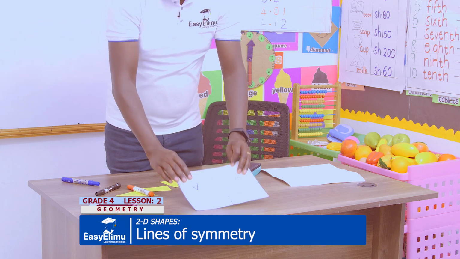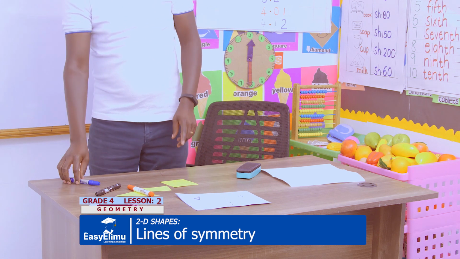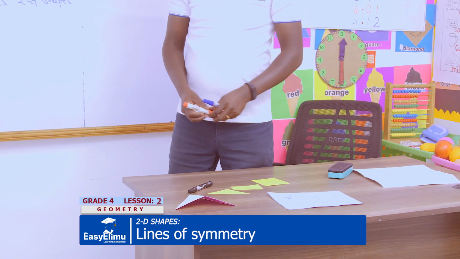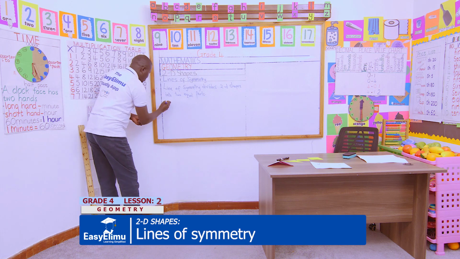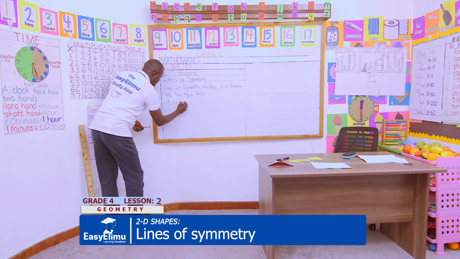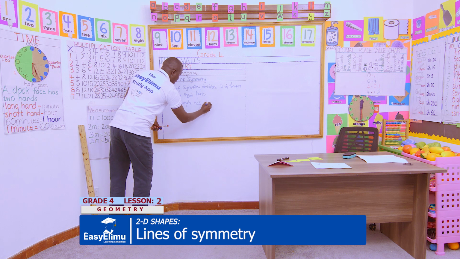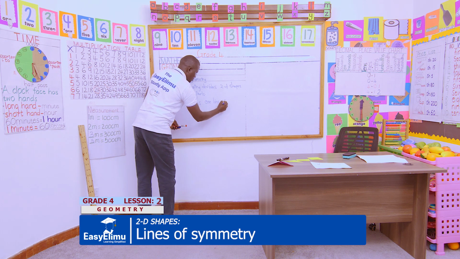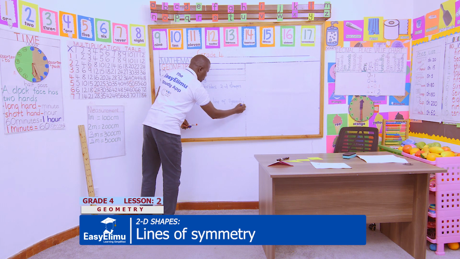If I try to fold this one, I can only have this one. So a rectangle has only one line of symmetry. That is very key. A rectangle has one line of symmetry.